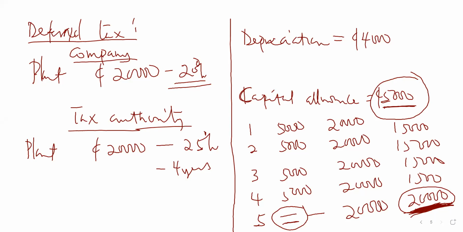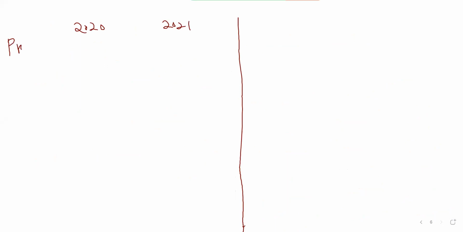I'll pick just 2 figures, then we look at the effect of the deferred tax, then we go into the deferred tax in details, and we see how far we can go about that. Okay, let's now take 2020 and 2021. So let's assume that profit before tax for the company was 20,000 and depreciation.